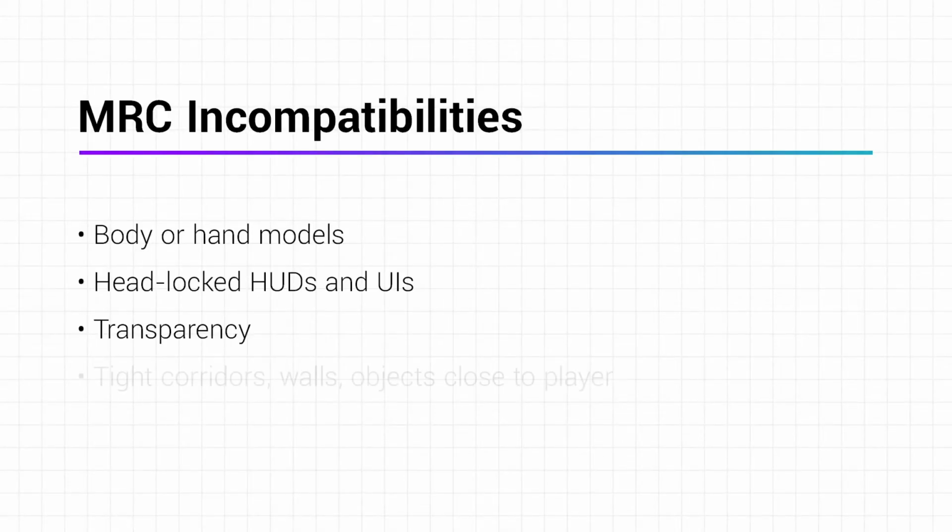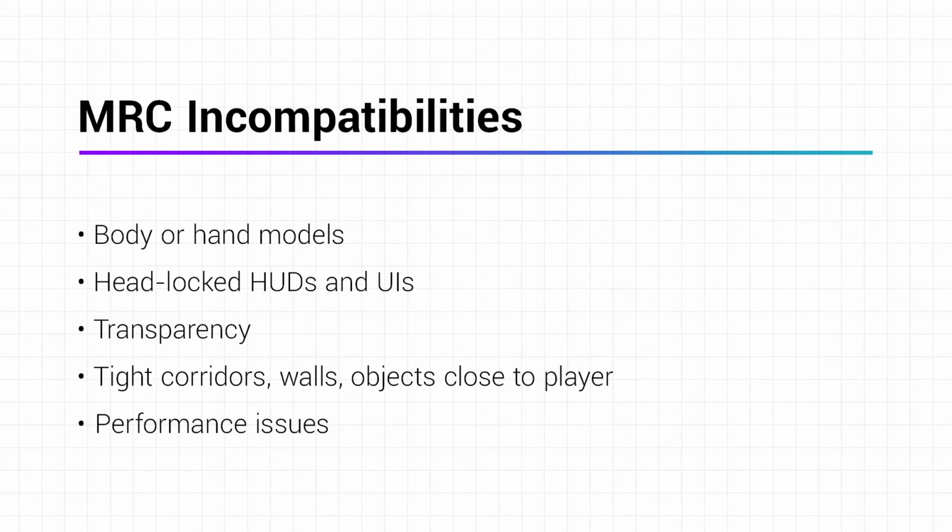In your game, you may have tight corridors or rooms with walls or objects close to the player. For MRC, this may be a problem, as the MRC camera can end up obstructed by a wall or large object between the camera and the player. To help alleviate this, you may want to take a look at your game and determine if you can rearrange these obstructions in a way that is friendlier for MRC.